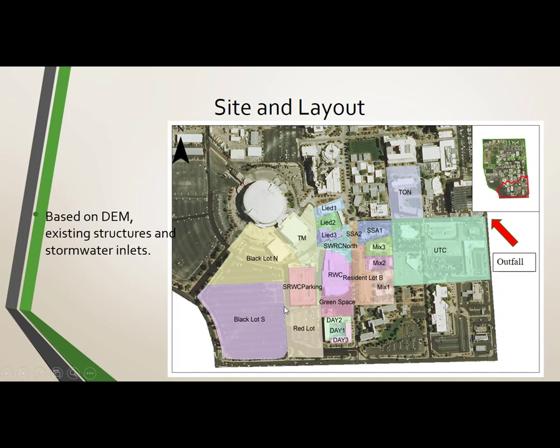For example, this area, which is the SR Tropicana Garage, is an independent roof, and it drains to the inlet that is present in it. We have to treat this area as an independent subcatchment, and similarly with the resident lot B, which is also a parking lot, and there are inlets. So we decided the whole division of the subcatchments on the basis of existing structures, the stormwater inlets, and the DEM.